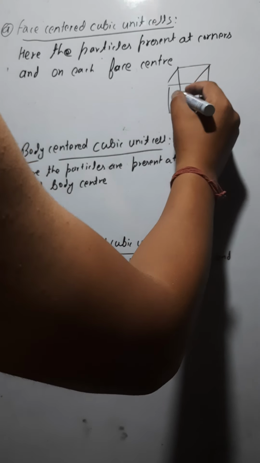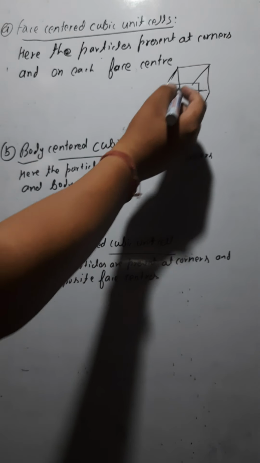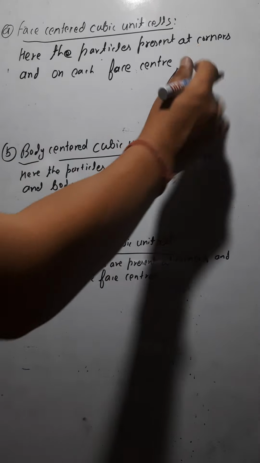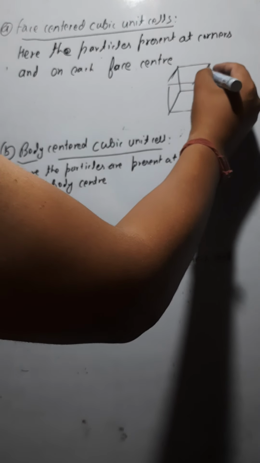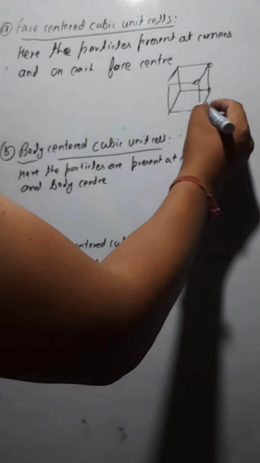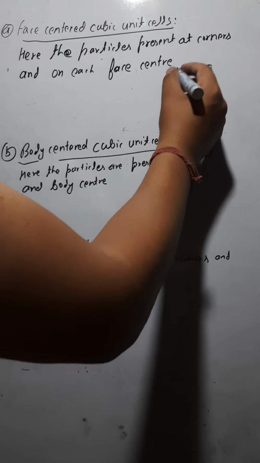Getting this? This is the cubical unit cell. So particles would occupy the space at the corners. There are 8 corners, isn't it? So particles would occupy the space at 8 corners. Means here at the corners, at all the 8 corners, you have the particles, isn't it?